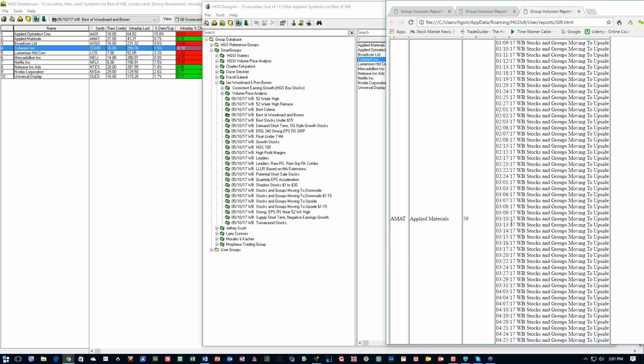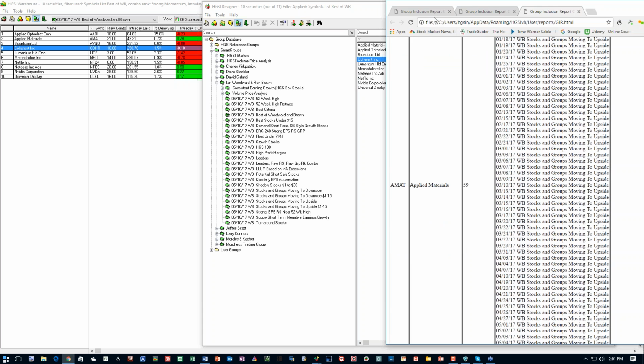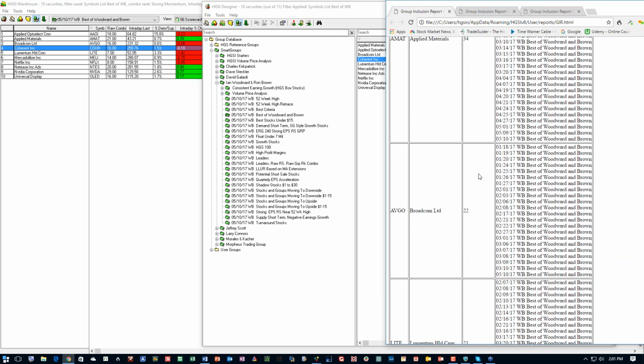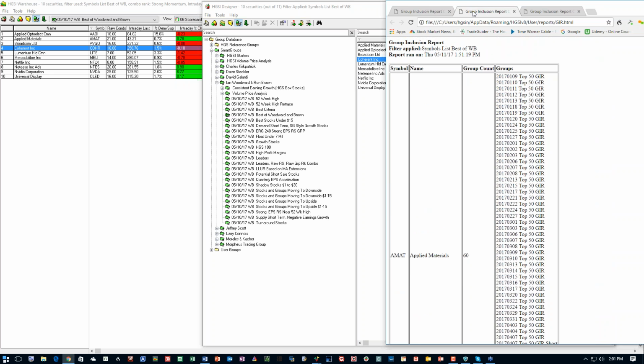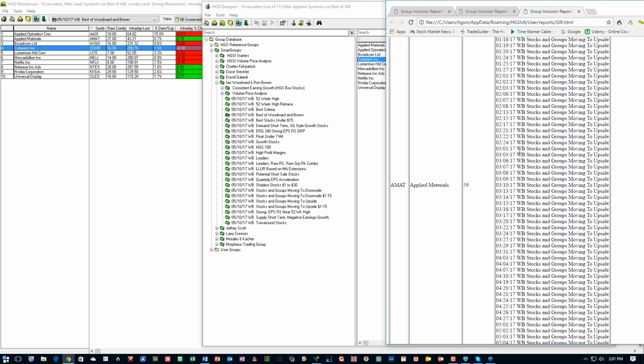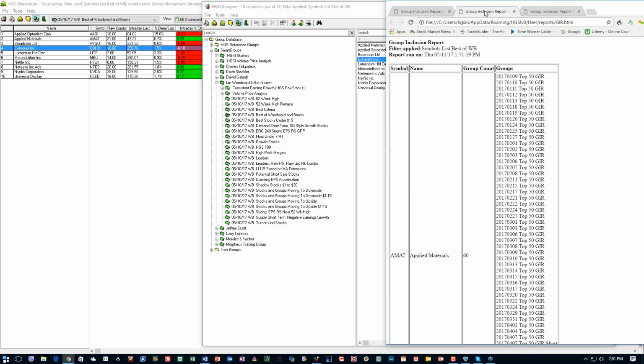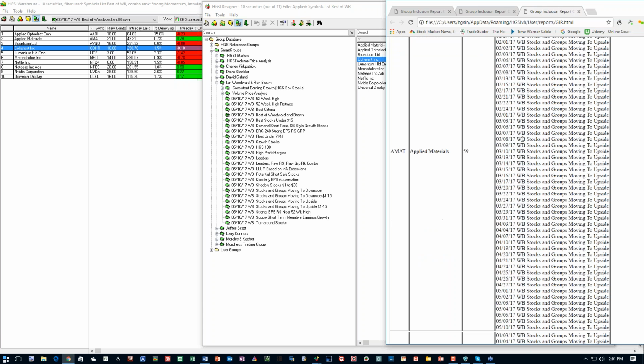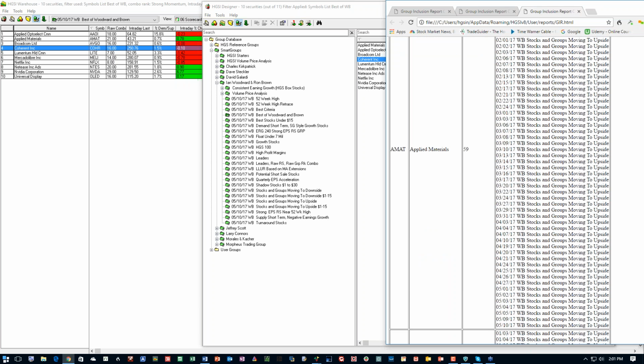And you can see that Applied Materials appeared 59 times here. It appeared 34 times in the best of Woodward and Brown, and it appeared 60 times in the, okay, this is the group inclusion report. Okay, here's the stocks and groups moving up. It appeared 59 times, so comparable numbers right here. In fact, the same numbers, because this was a short, wasn't it? So 59 times it appeared there.